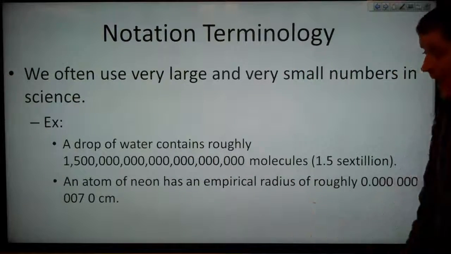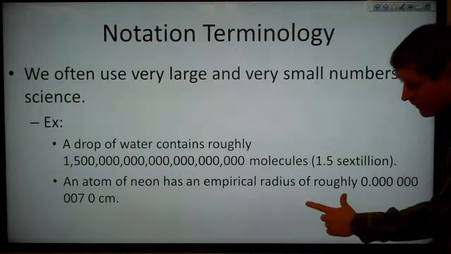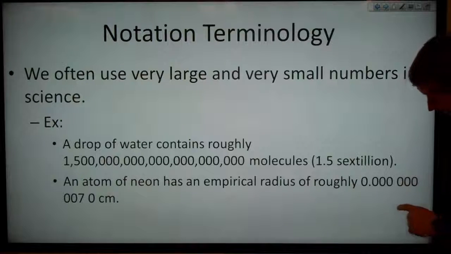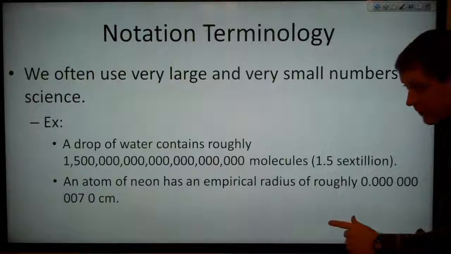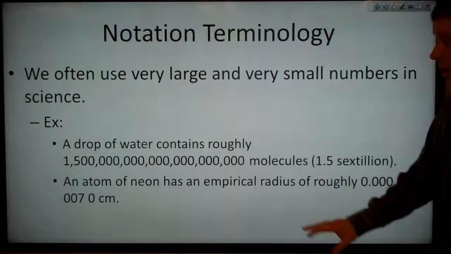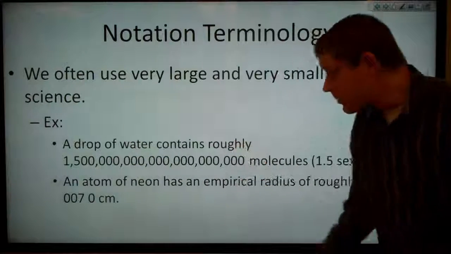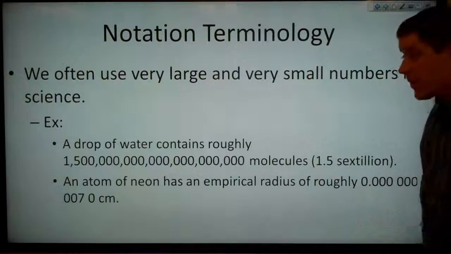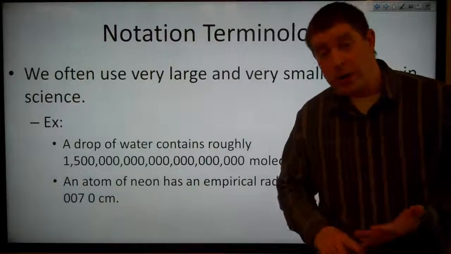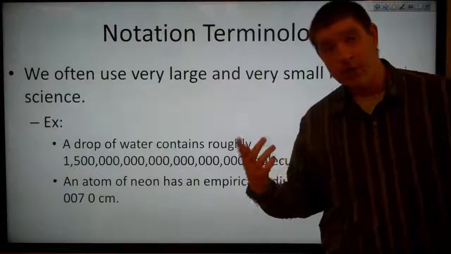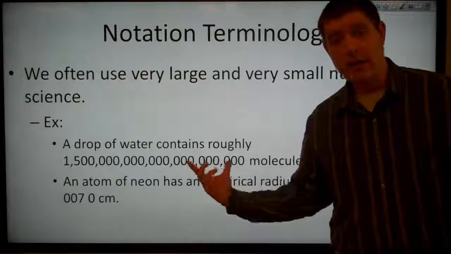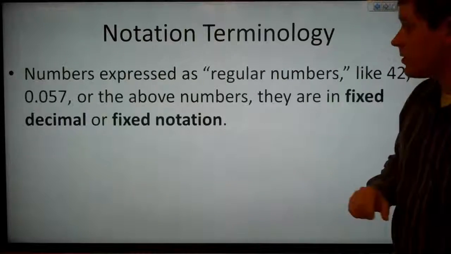Another example is that an atom of neon has an empirical radius of roughly 0.000000070 centimeters. So again, that's a lot of zeros. So we have very large numbers like this, we have very small numbers like this one. We want to have a way of writing these numbers down. Number one, that doesn't require so many zeros so that we are less likely to make mistakes. And two, it's just difficult to read and deal with numbers that are this large or small.